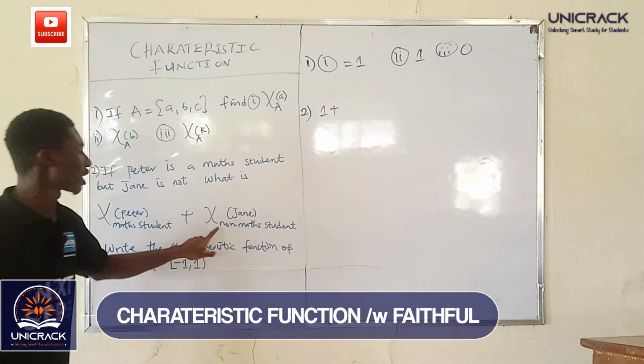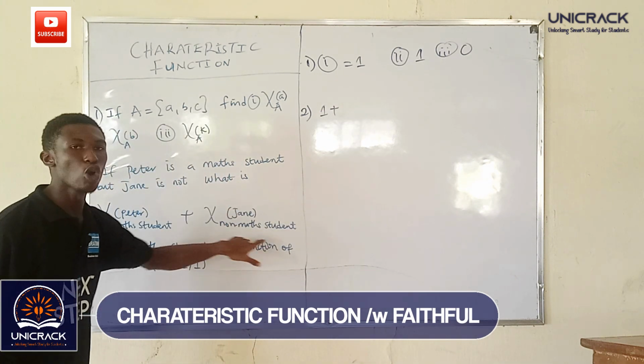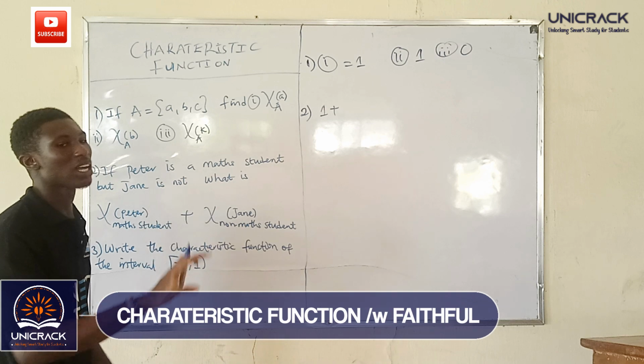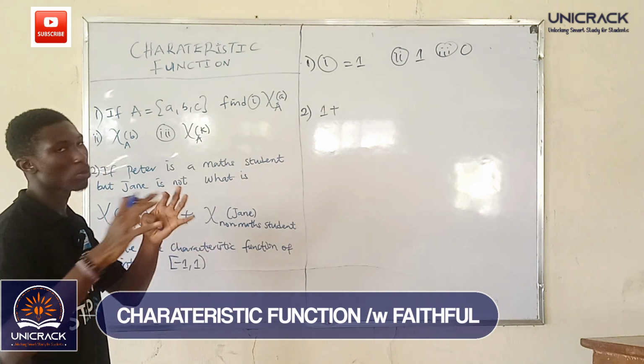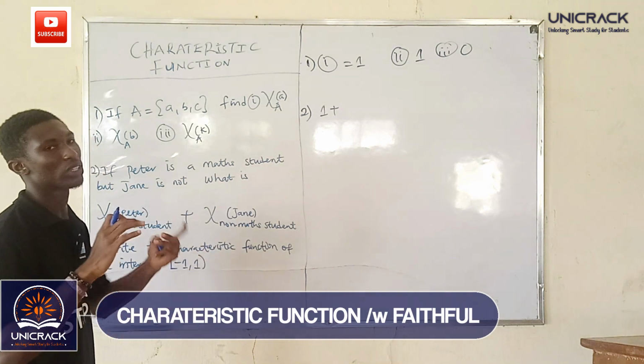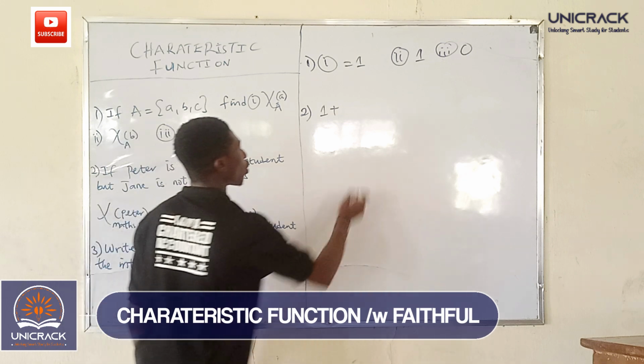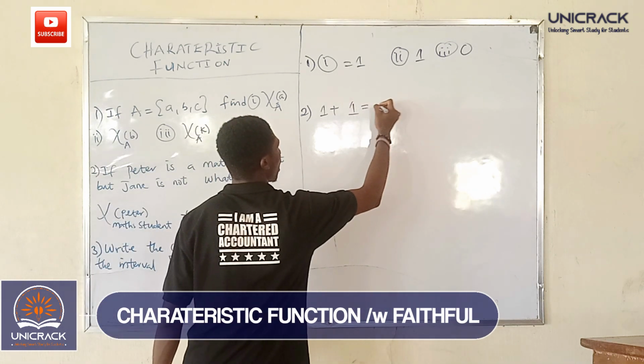Plus, what is the characteristic function of Jane being a non-math student? Jane is not a math student. That means Jane is in another set that belongs to what? Non-math students. So that means Jane is in the set of non-math students. And therefore, the characteristic function will also be what? 1. And the final answer is what?